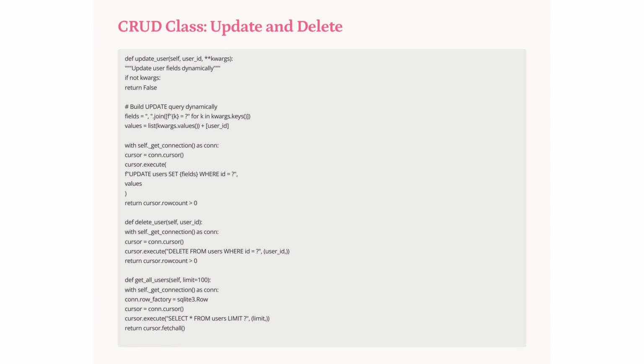The updateUser method allows dynamic field updates by constructing SQL queries based on provided keyword arguments. It returns a Boolean indicating success. The deleteUser method removes a user by ID, also returning a success Boolean. The getAllUsers method retrieves up to 100 users, offering a snapshot of the database's current state.